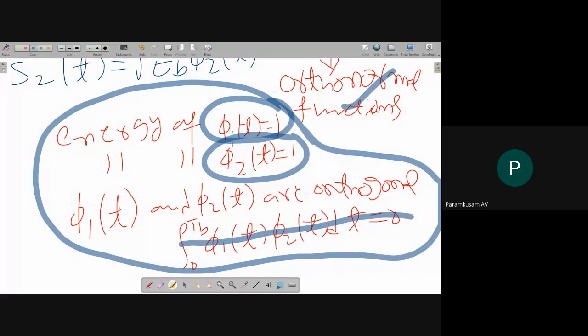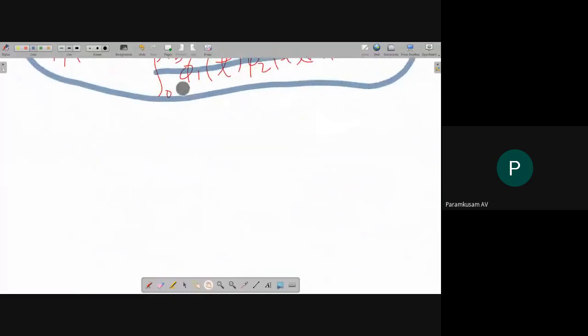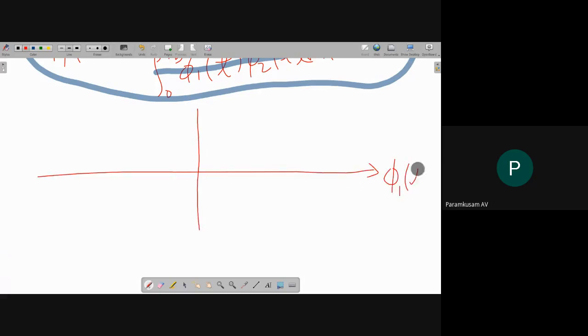Okay? Because these two are called orthonormal functions, we can draw the two axes like this. One axis is phi 1 of t, another axis is phi 2 of t. See, there is 90 degrees between phi 1 of t and phi 2 of t. That is, these two are orthogonal functions.